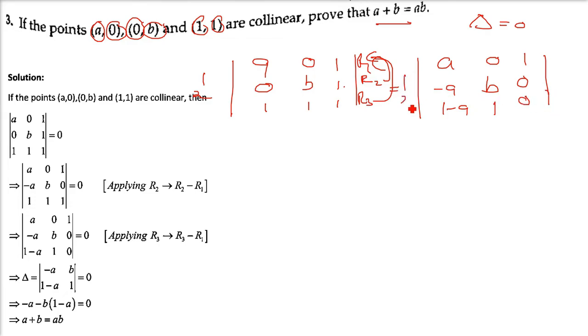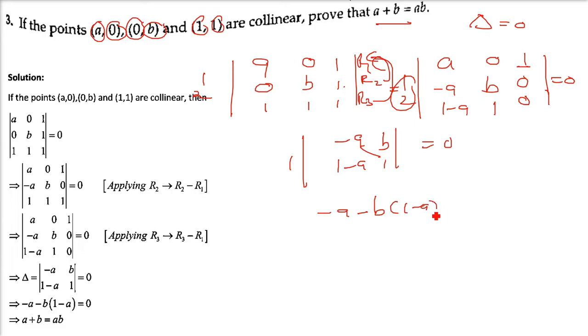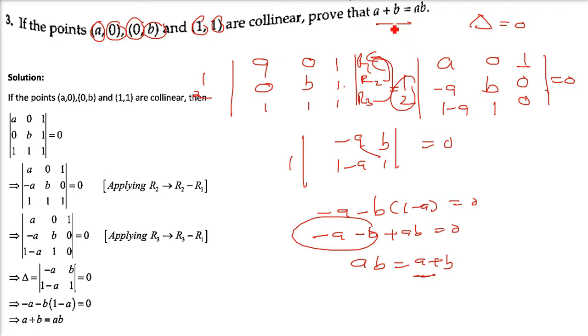As I said, both sides can be multiplied by 2, so it will be this determinant only. We are opening it using the third column: minus a, b, 1 minus a, 1, this is equal to 0. The others are 0, so I am not taking them. Minus a minus b into 1 minus a equals 0. Minus a minus b plus a plus ab equals 0. So ab equals a plus b. This is what we had to prove, and we have proven it.